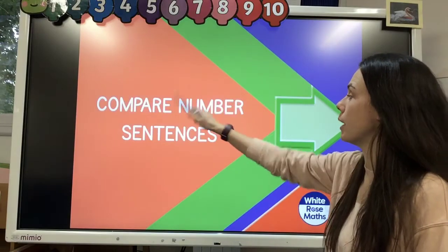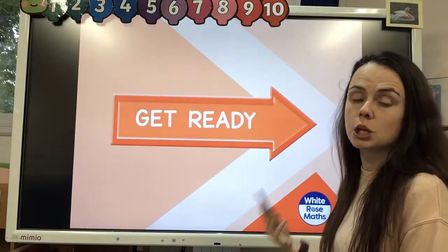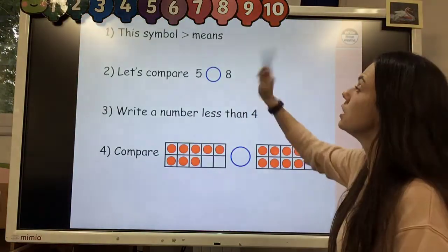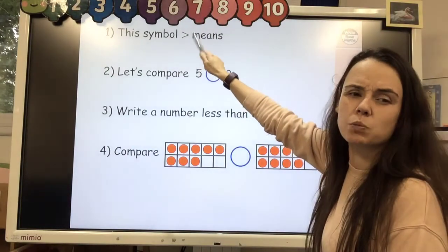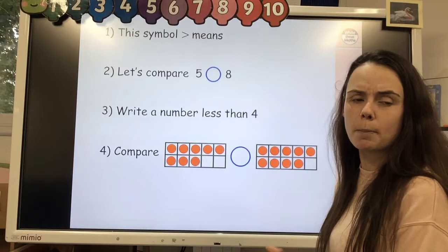Today we are learning to compare number sentences. So let's get ready by warming up our brains. This symbol means... What does this one mean? Can you remember?